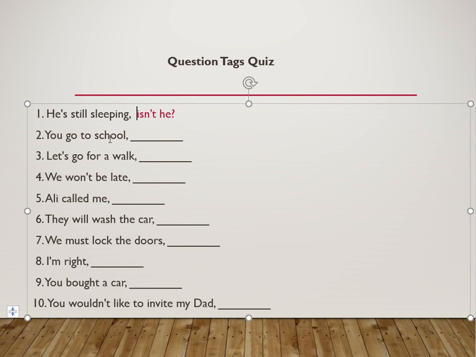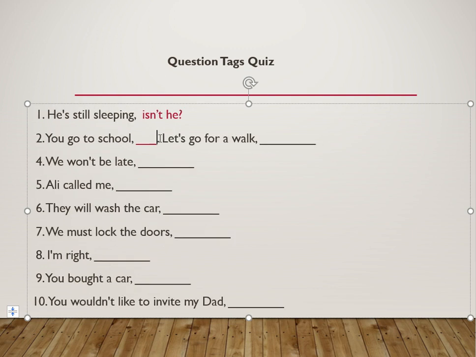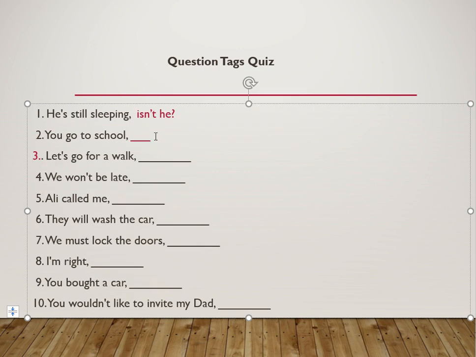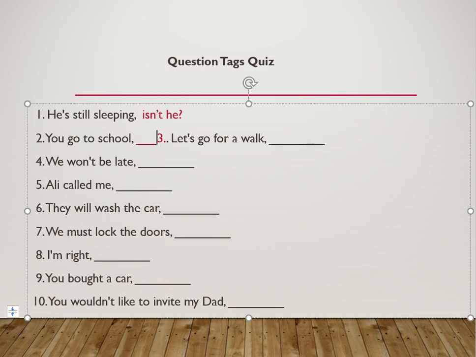You go to school. Here we have the verb go. It is simple present. How do we form the question tag? It is a positive sentence, so we have to add a negative question tag. How can we negate the simple present? Can you remember? We have go, so we have to put here don't. Don't you, then question mark.